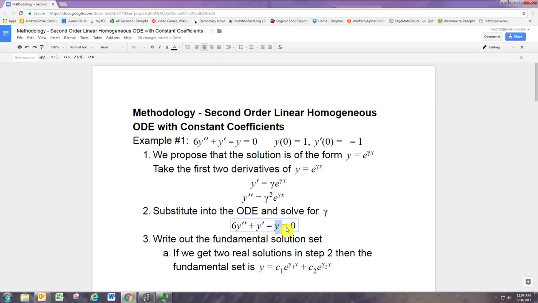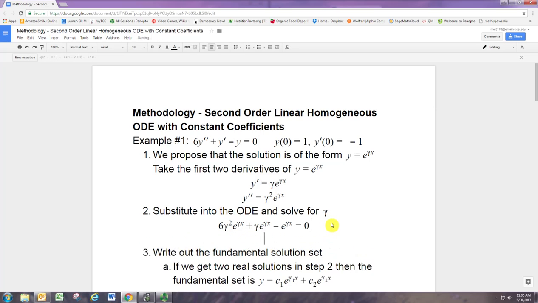So there, y is replaced with e to the gamma x. Y prime is replaced with gamma e to the gamma x. And y double prime is replaced with gamma squared e to the gamma x. And you notice that all three terms will have that e to the gamma x, which you can divide by since it's non-zero, or you can factor it off. Either way, we're going to be left with a quadratic equation that is in terms of gamma. In this case, it'll be 6 gamma squared plus gamma minus 1.